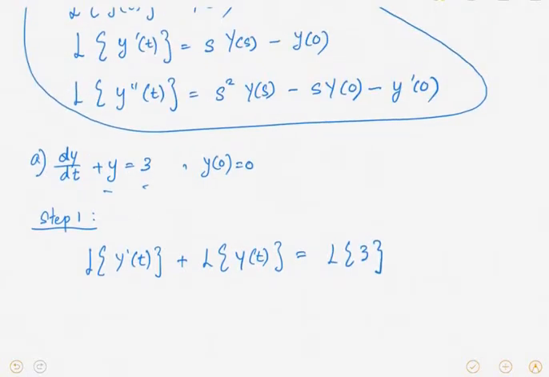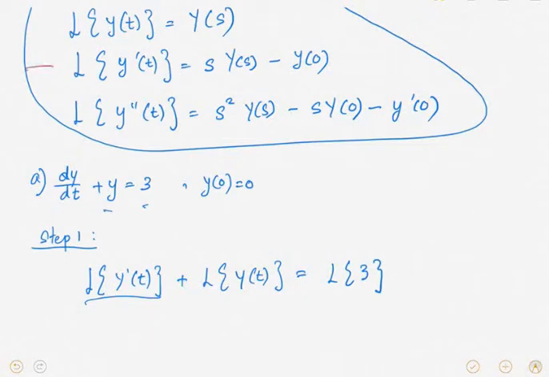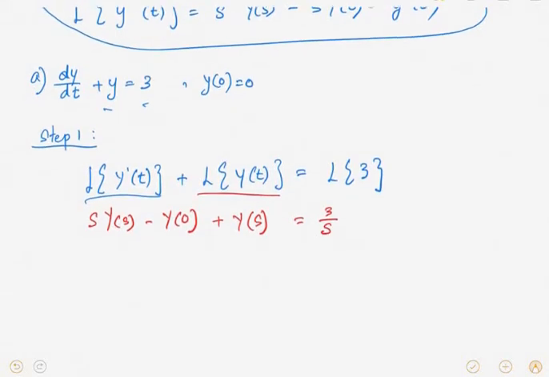If you look at the Laplace transform of y prime(t), we use the theorem, so you will have sY(s) minus y(0). Then what about the Laplace transform of y(t)? We use the theorem, so that is Y(s), so plus Y(s). And then the Laplace transform of a constant: if you refer to the table of Laplace transforms, it would be 1 over s. So it is 3, so it's 3 over s. This is the first step.